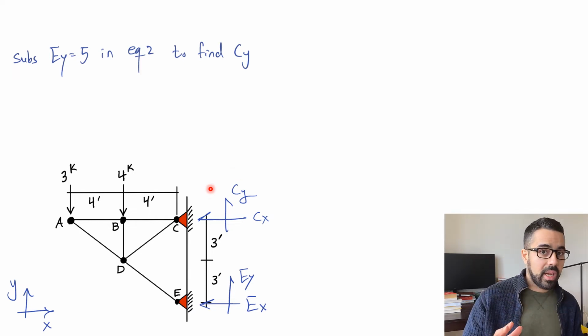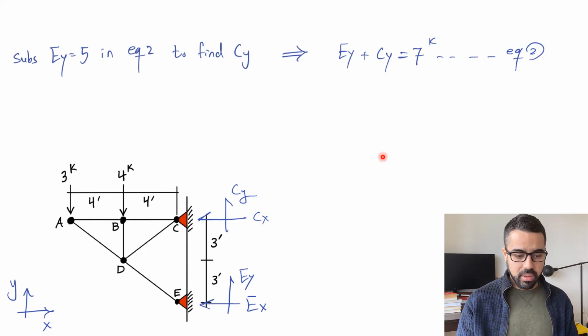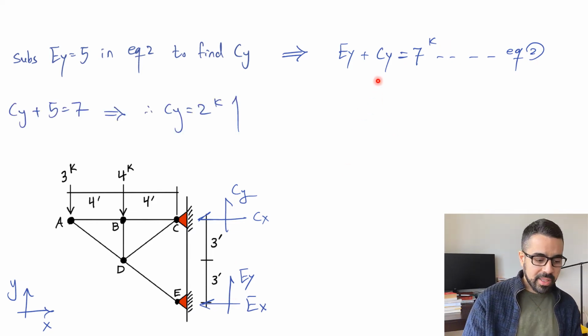Now we have all the reactions except Cy. But we're going to go back to equation 2 to find that, which is Ey plus Cy equals 7. We just found Ey. We're going to be able to find Cy. That's going to give us a Cy of 2 kip upward.